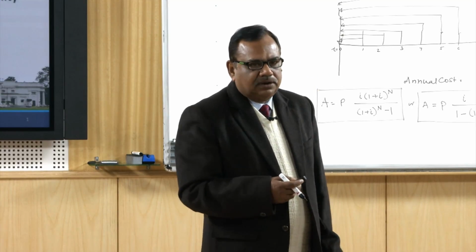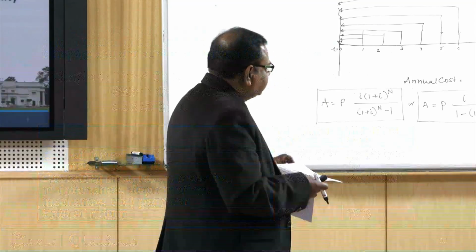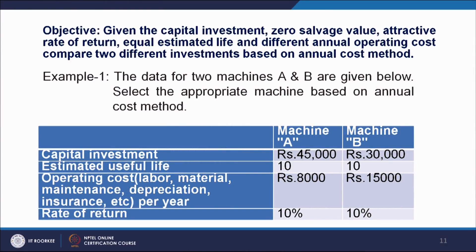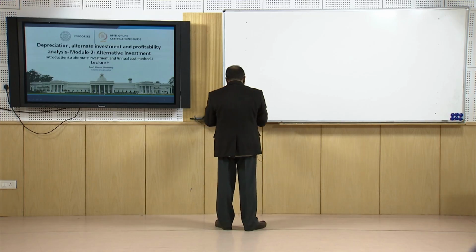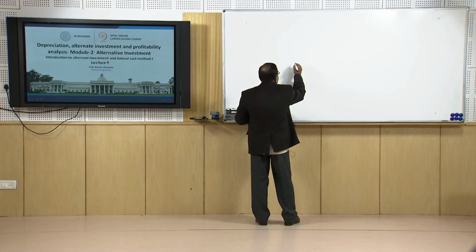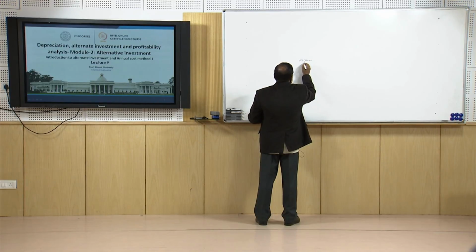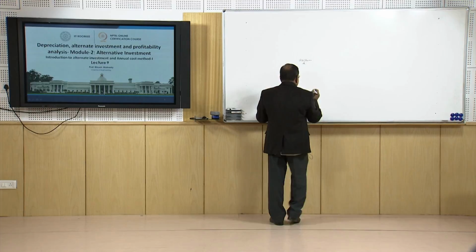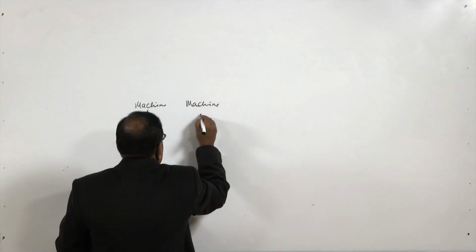Now, we take an example. The objective of this example is, given the capital investment, 0 salvage value, attractive rate of return, equal estimated life and different annual operating costs, compare two different investments based on annual cost method. So, in example number 1, the data for two machines are given. Select the appropriate machine based on annual cost method. Machine A, machine B.